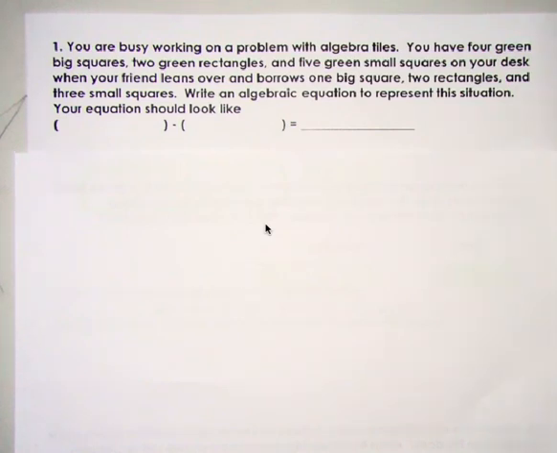You have 4 green big squares, 2 green rectangles, and 5 green small squares on your desk when your friend leans over and borrows 1 big square, 2 rectangles, and 3 small squares. Write an algebraic equation to represent the situation. This is what your equation should look like.